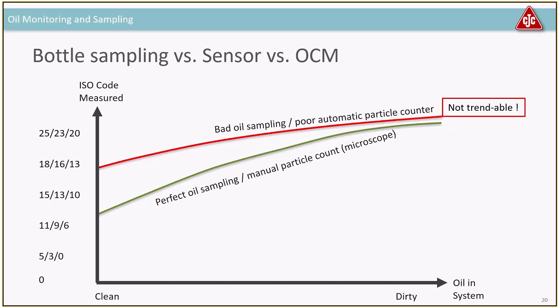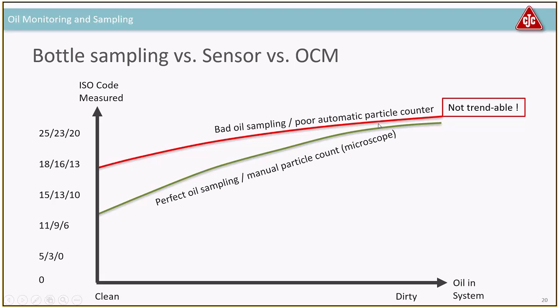If you do the job yourself, you have an ultra clean bottle, and you have a good manual particle count, or a very good microscope, or whatever you're using, then there's a big difference when the system is clean, because now you could have maybe a reduction of 5, 6 ISO classes in between here, and this is just what the lab, the guys sampling and so on, have added to the sample.